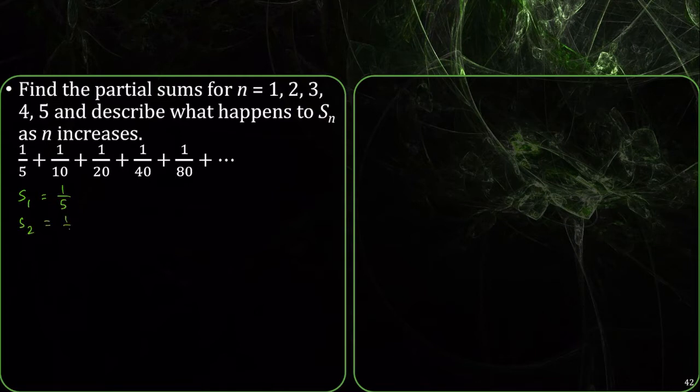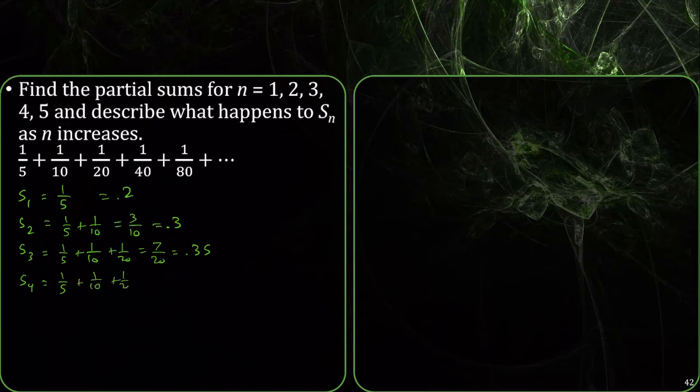S2 is adding the first two terms. A fifth plus a tenth is 3/10. So that was 0.2. This is 0.3. S3 is adding the first three terms, which gives us 7/20, which is 0.35. S4, add the first four terms, which gives us 15/40, or about 0.375.